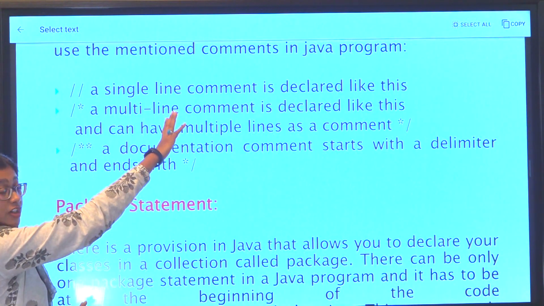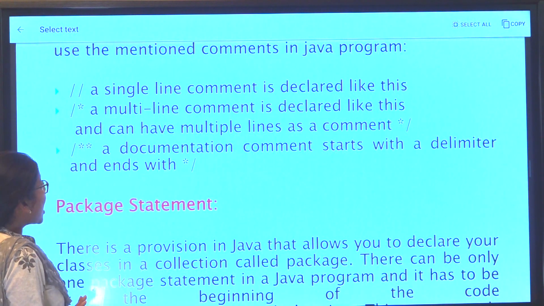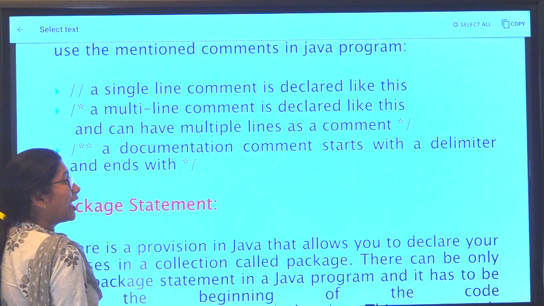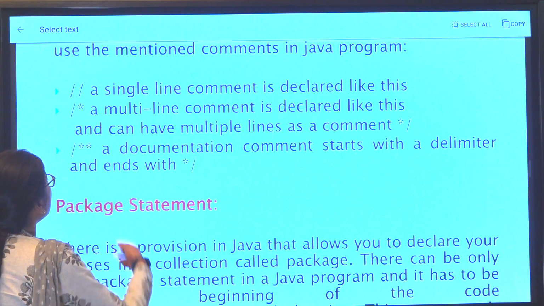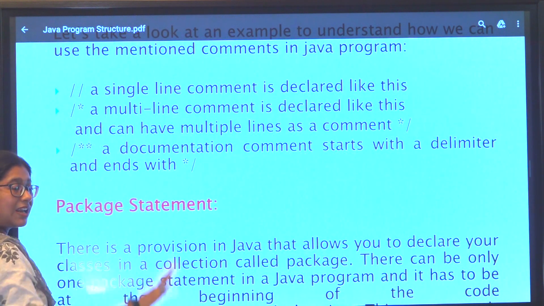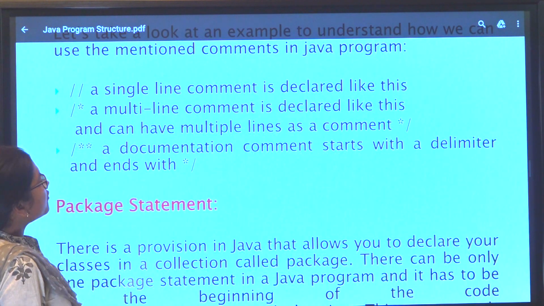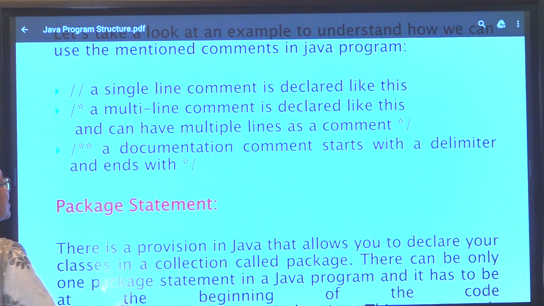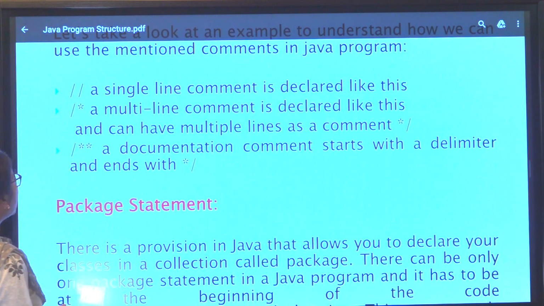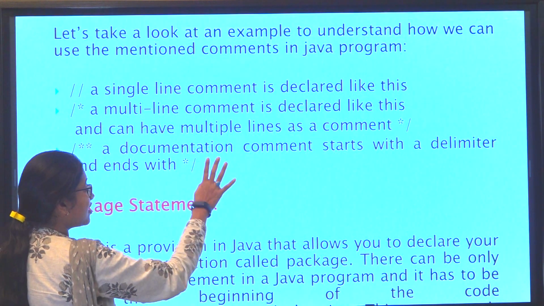Here is the syntax to declare a single line comment. Here we start the statement with a double slash, that is a forward slash. Now we can define a multi-line comment. We use as a starting delimiter a forward slash with an asterisk sign, and close the multi-line comment with an asterisk and a forward slash. Now that is the way through which we can define a documentation comment. This comment starts with a delimiter like a forward slash with two asterisk signs, and ends with an asterisk and a forward slash.